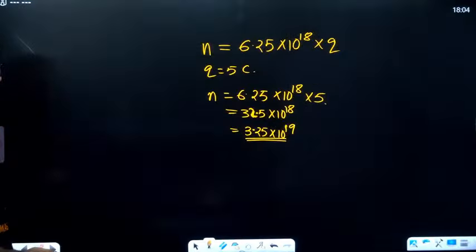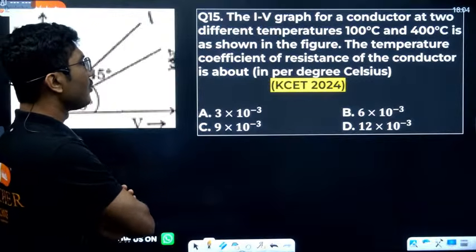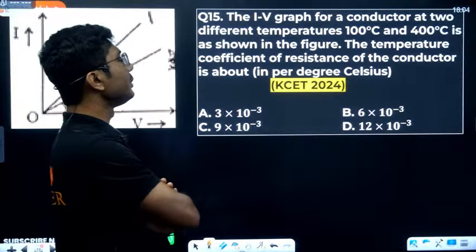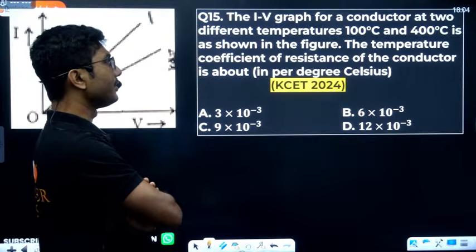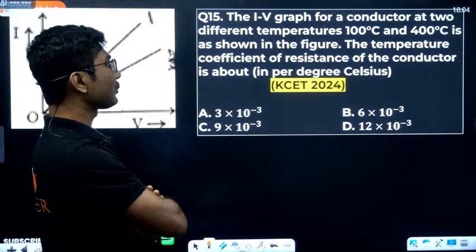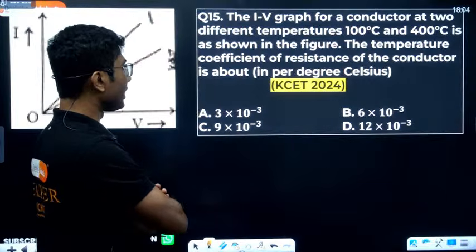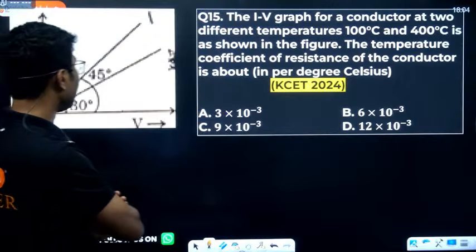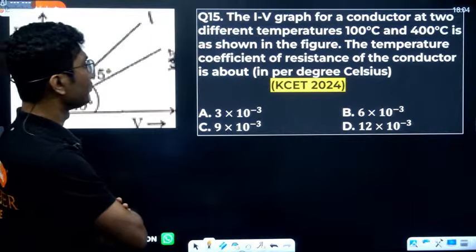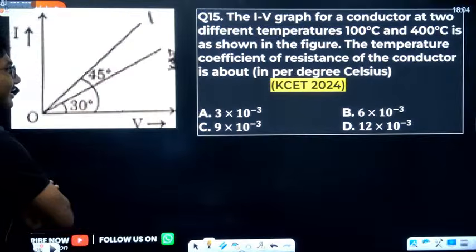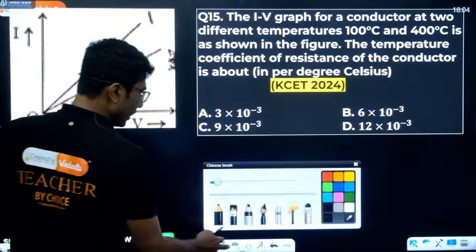Now let's move on with the next question. The IV graph for a conductor at two different temperatures, 100 degrees Celsius and 400 degrees Celsius, is as shown in the figure. The temperature coefficient of resistance of the conductor is about. So here basically in the graph, two different temperatures, 100 and 400, they have shown you. Okay, and the angles are mentioned over here. I hope that is visible.